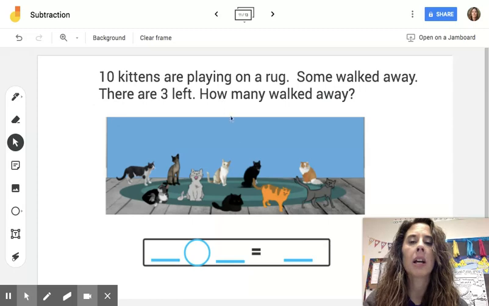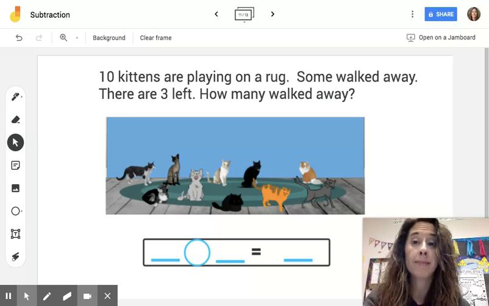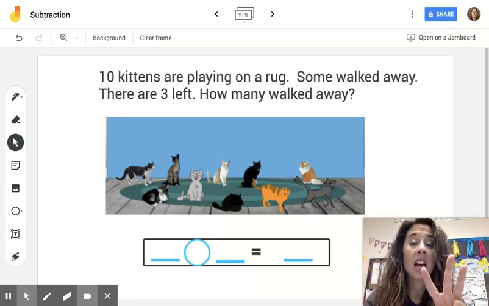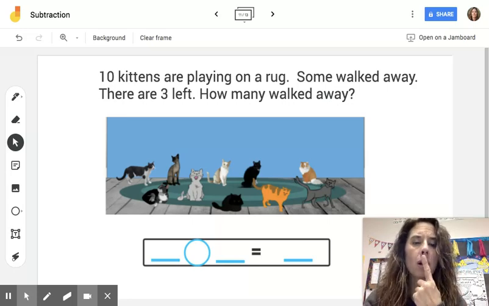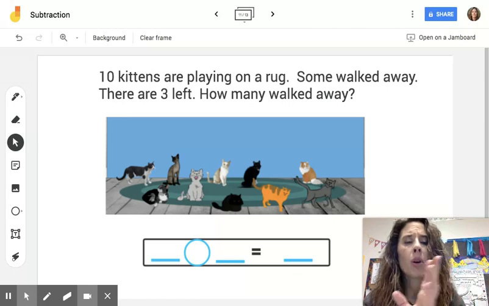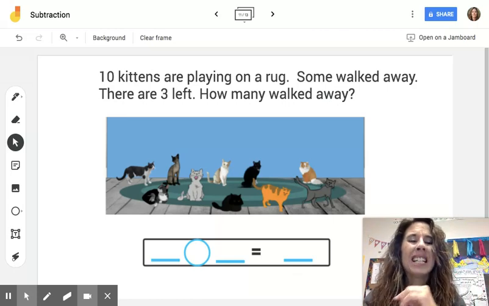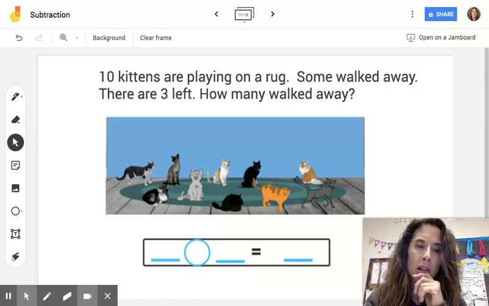Okay, so let's go through it again. Ten kittens are playing on the rug. Some, it doesn't tell us how many. Some, we don't know how many, walked away. And now there are 3 left. How many walked away? Okay, so we know there were cats on the rug, and we know that some walked away. What we don't know is how many walked away. But we do know how many are left there.